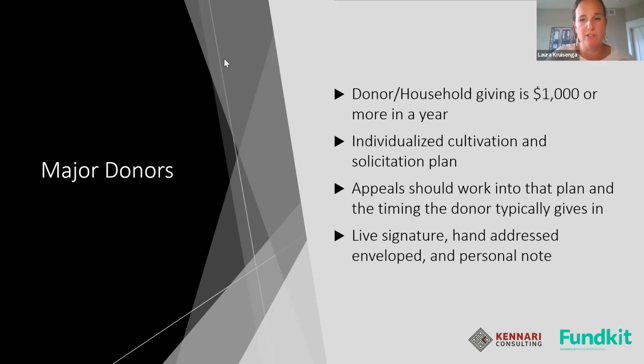Typically, we're looking at individuals and households as we're talking about major donors. So as you do that, look at that individual plan and say, okay, this person typically gives this much. This is kind of the way they do it. They do it at year end, or they do it at the event, or whatever that looks like for them. So you kind of know the timing of when they give. And this is where we think we can get them.